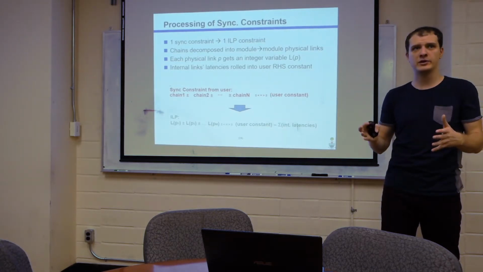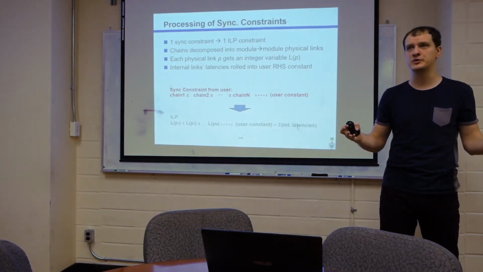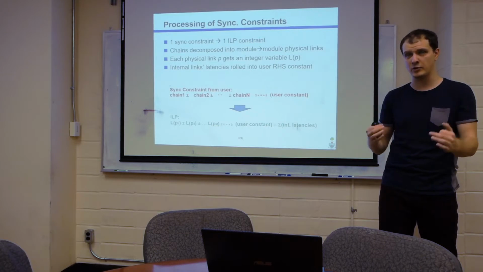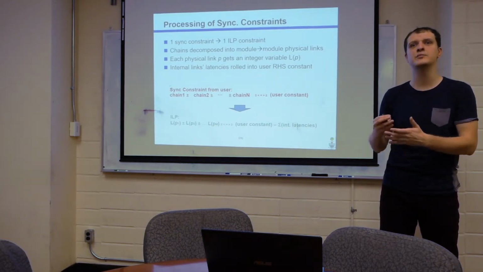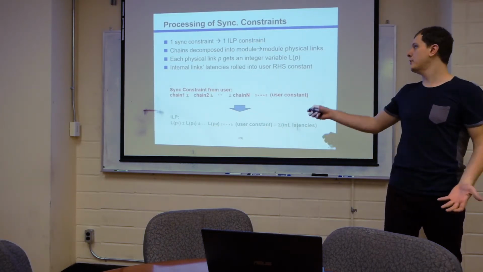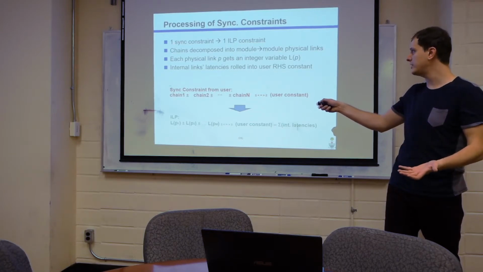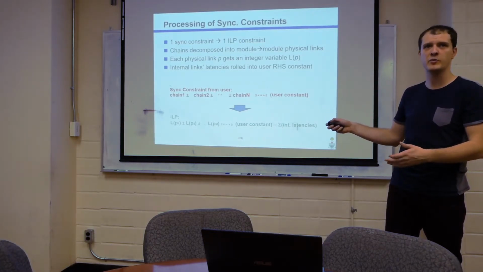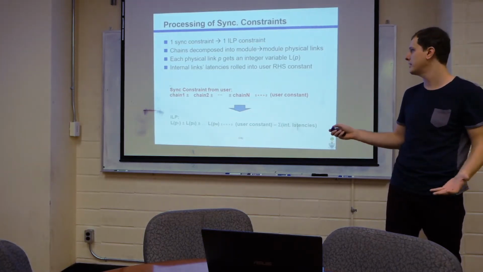So those constraints are what looks to the user. This is what Genie does with them to create a required output to solve them, which is ILP constraints. It's pretty straightforward. One user synchronization constraint equals one ILP constraint. It's almost already in the form that's necessary for ILP.